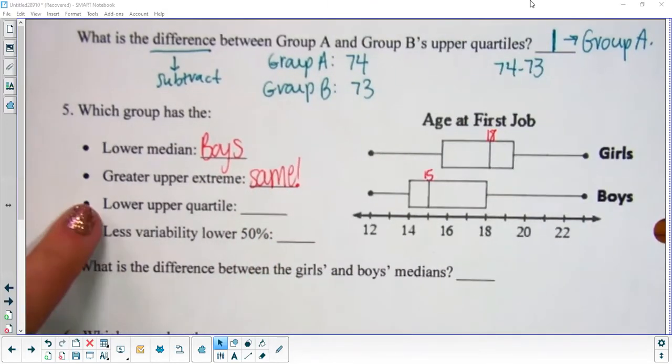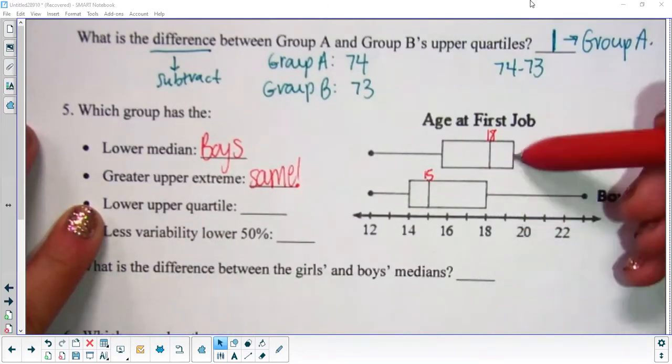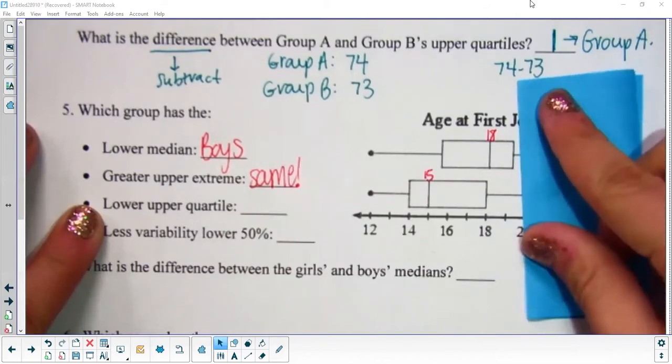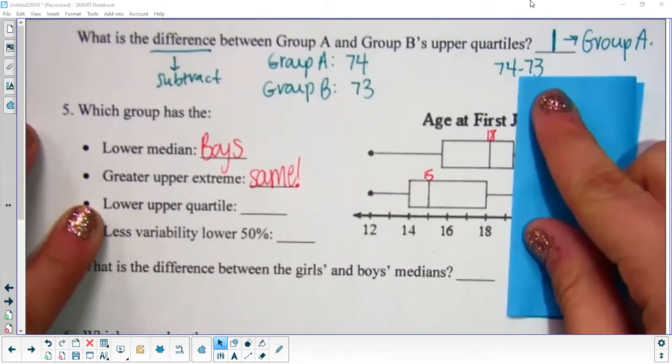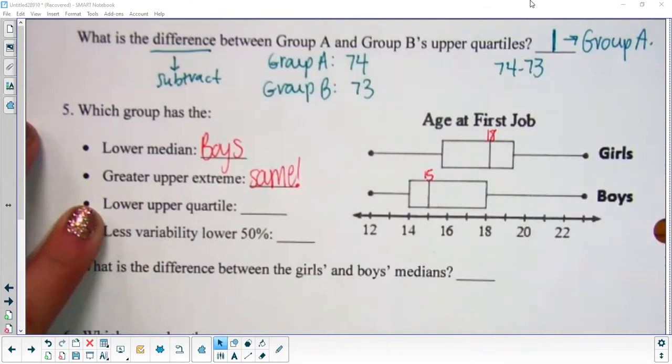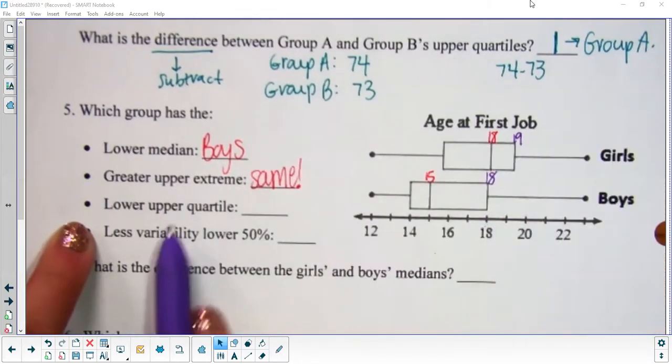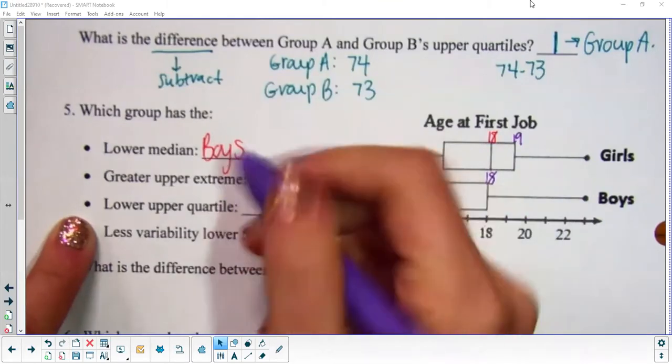All right, the lower upper quartile. So here my upper quartile looks like to be, taking my piece of paper, that's close enough. We can round that down to right about 19. So here my upper quartile is 19. Here my upper quartile here is 18. So the one that has the lower one, again, is the boys.